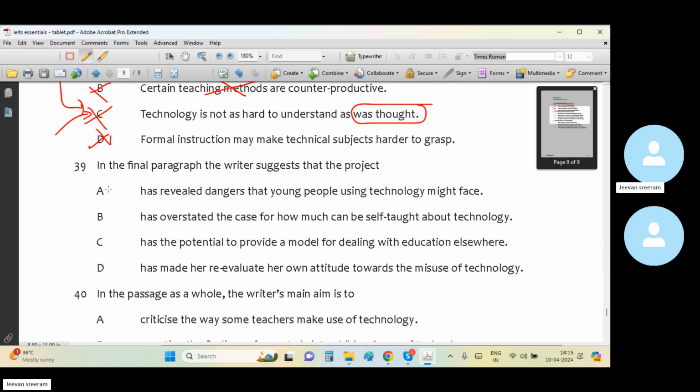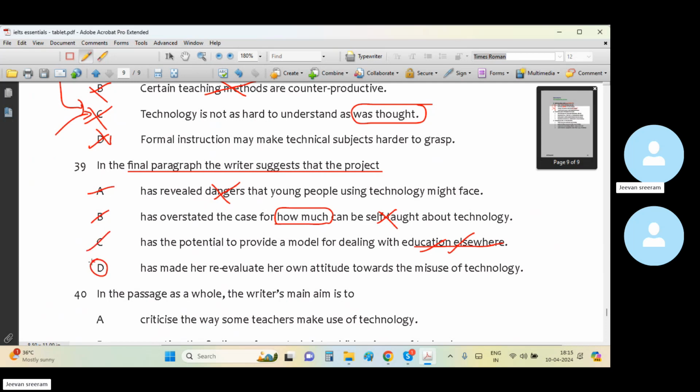In the final paragraph, the writer suggests that the project has revealed dangers that young people face using them. The first one is wrong, there are no such dangers. Has overstated the case for how much can be self-taught about technology. Is it about the extent of what can be self-taught? It's wrong. Children have a natural ability to learn themselves. Has the potential to provide a model for dealing with education elsewhere. Is it a model to prepare a model?